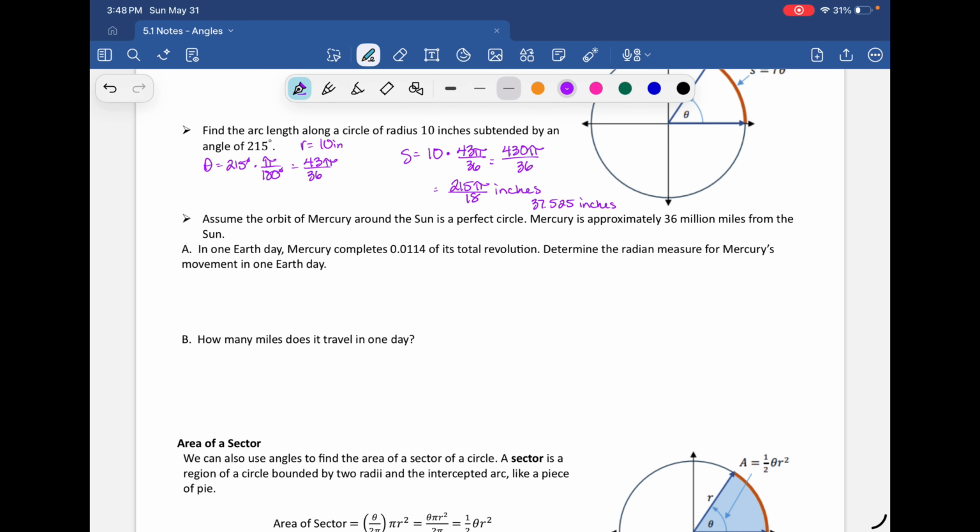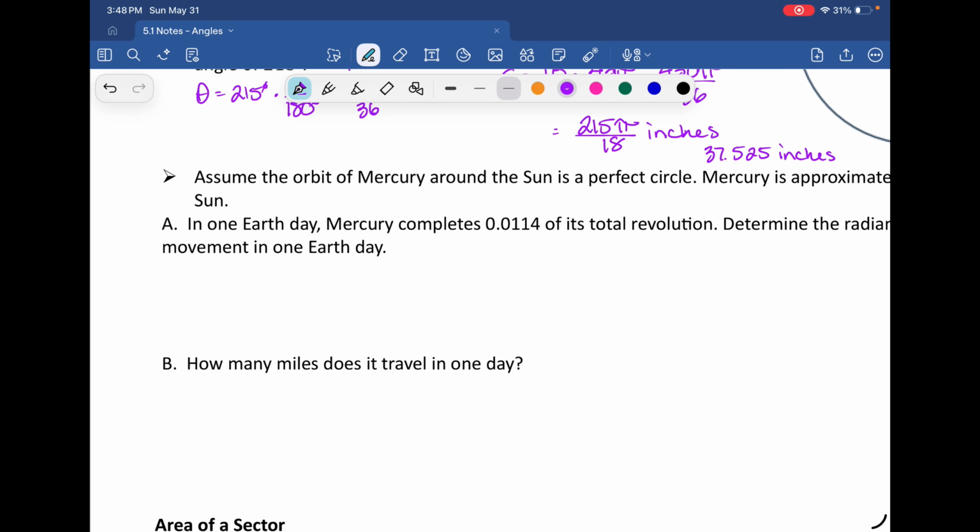Right, assume the orbit of Mercury around the sun is a perfect circle. Mercury is approximately 36 million miles from the sun. In one Earth day, Mercury completes 0.0114 of its total revolution. Okay, so in one Earth day, Mercury completes this decimal of a total revolution. Determine the radian measure for Mercury's movement in one Earth day. So for Mercury, let's say radians.